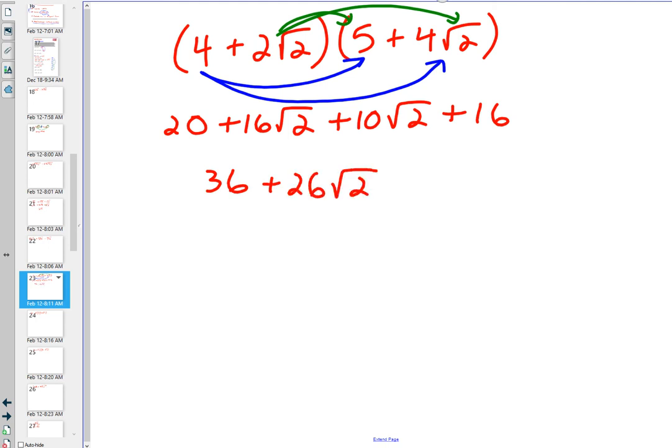Please don't add 26. Can't be added. Wait, but those are both outside numbers. Yeah, but when we're adding, the radicals have to match. You can't add a rational with an irrational. Those are like the questions they love to put on standardized tests. What happens if you add a rational with an irrational? What happens if you multiply an irrational with an irrational? When it comes to adding, you can't add a rational with an irrational. Question?